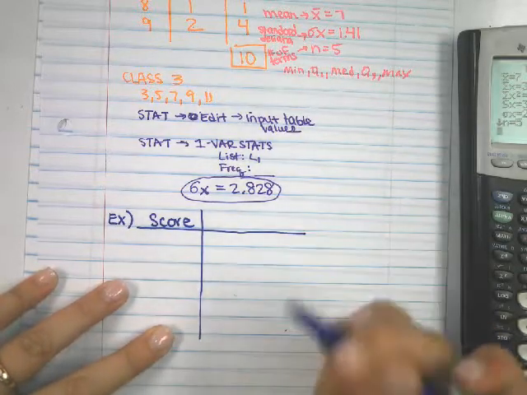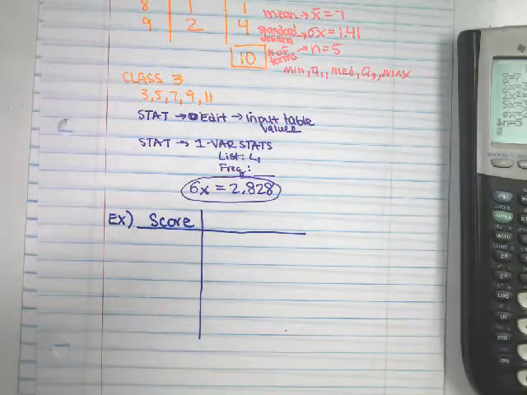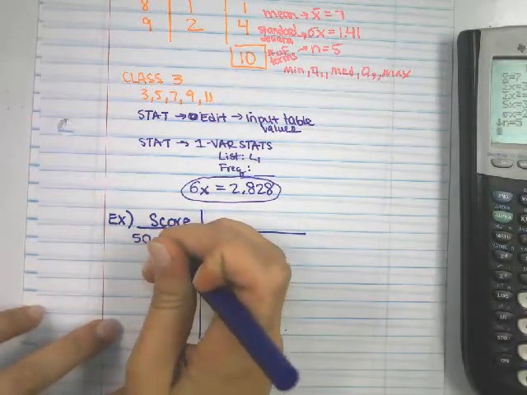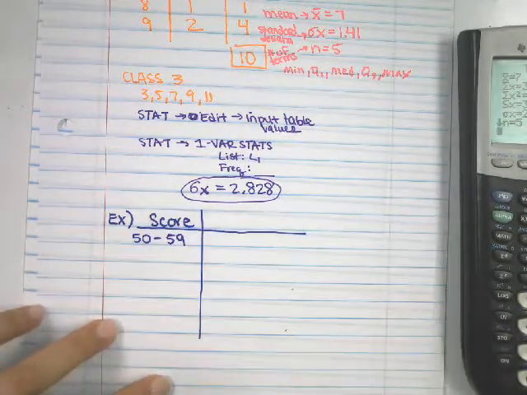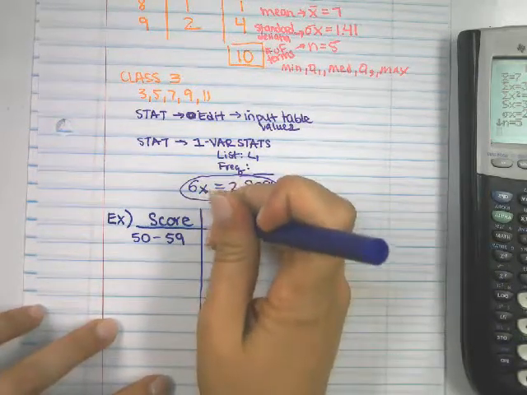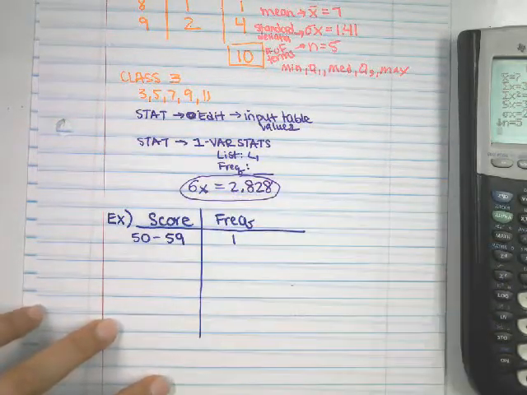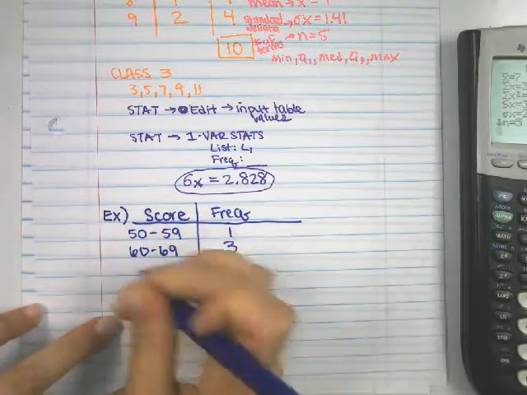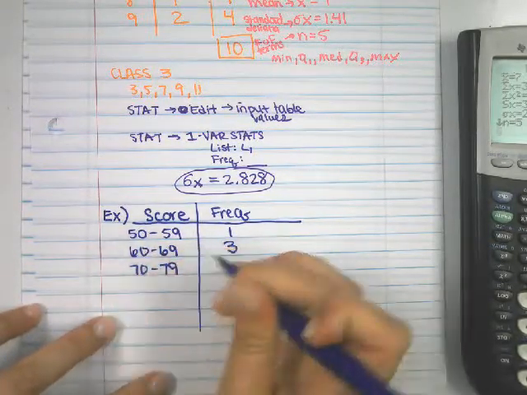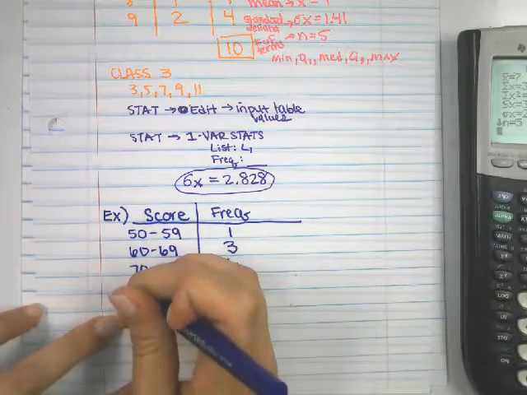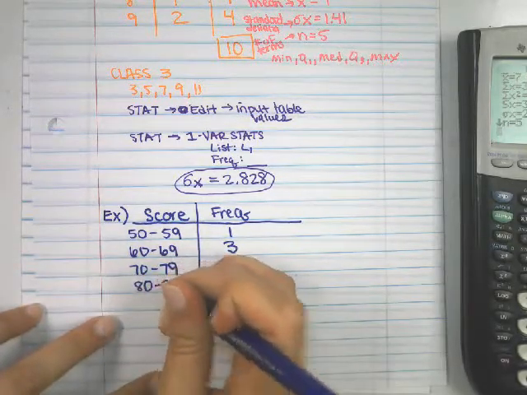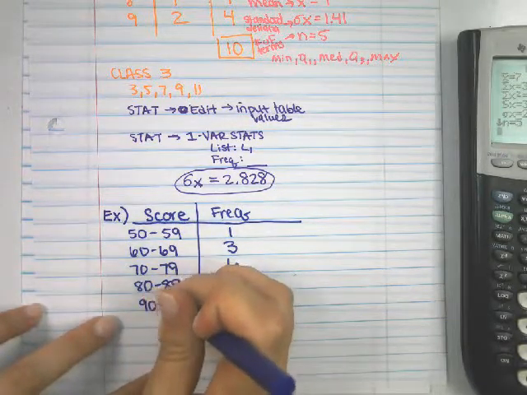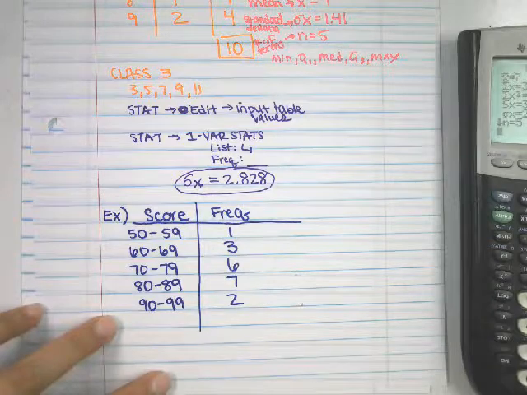And the test scores have been grouped by letter grade. So the lowest score fell in the category of 50 to 59, and the frequency was 1 student that received that mark. 60 to 69, there were 3. 70 to 79, there were 6. 80 to 89, in the 80s, there were 7. And then in the 90s, there were 2.